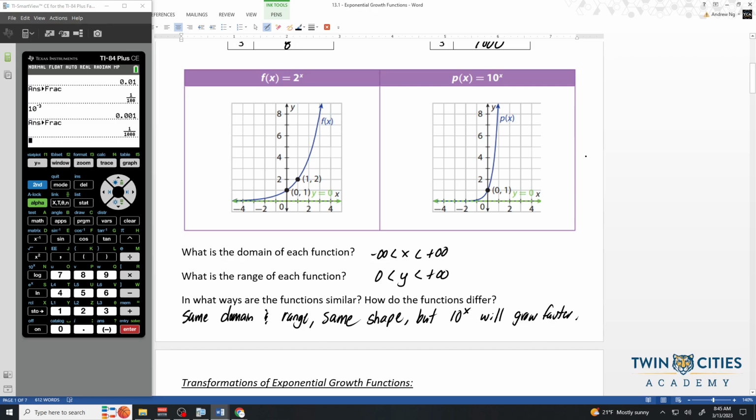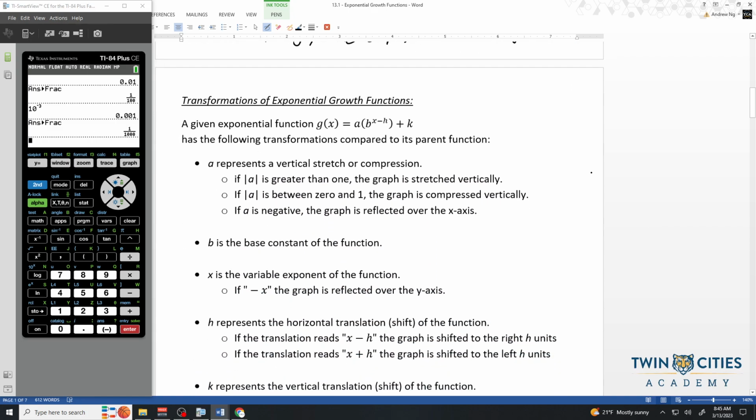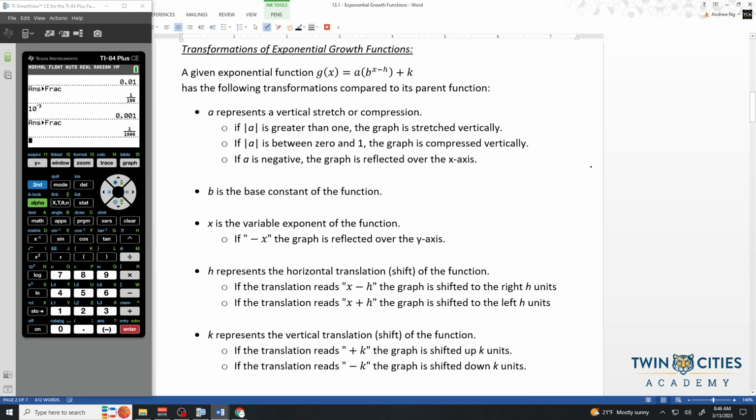So what makes it grow faster? Let's talk about some of the transformations that are taking place here. These transformations are the same as every other function that we've seen in standard form with these a, b, h, and k's. Remember that a represents a vertical stretch or compression.